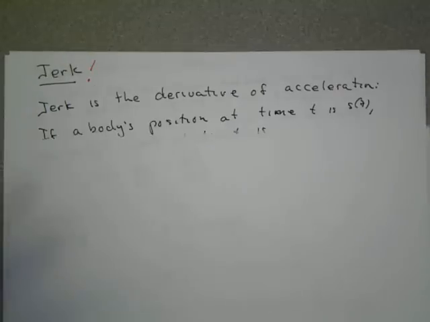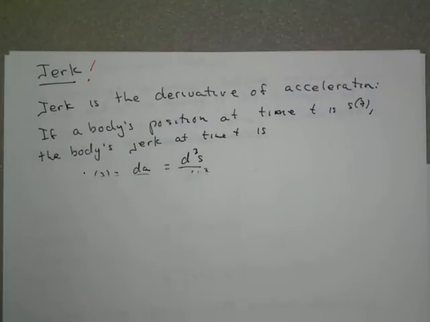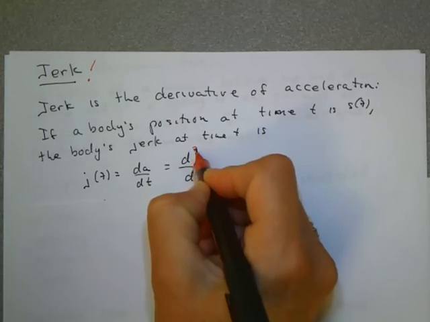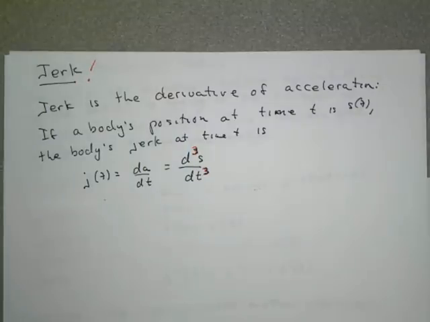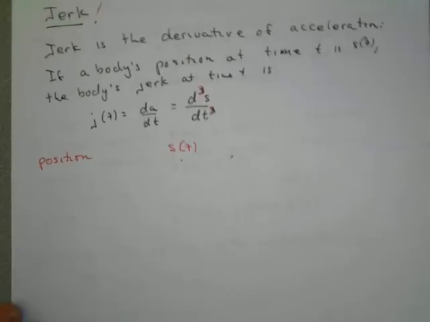Next thing I wanted to talk to you about is jerk. Jerk is simply the derivative of acceleration. If a body's position at time t is s of t, that's what we call our position function, the body's jerk at time t is going to be the derivative of acceleration with respect to time, which is actually the third derivative of position. Okay? So here's how it looks.